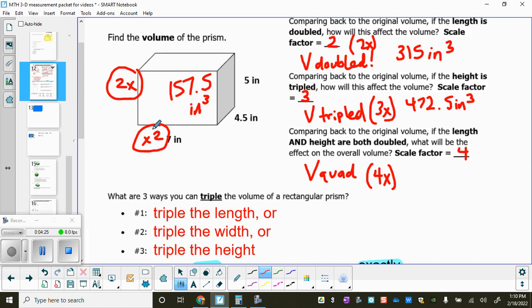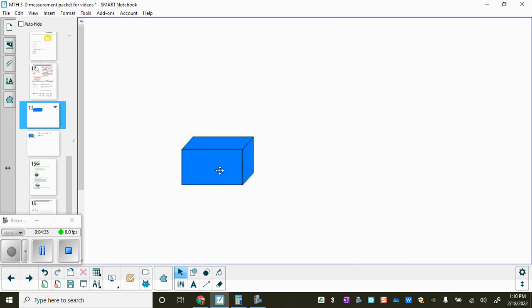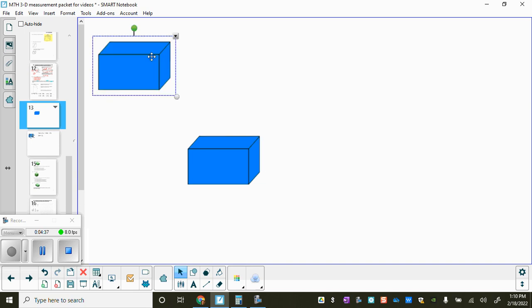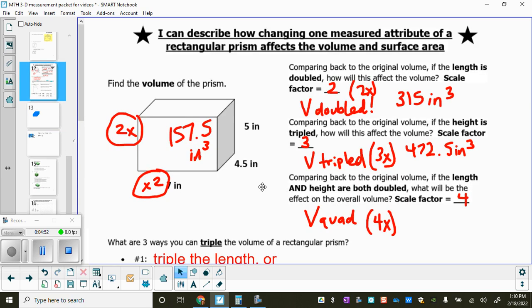Well, you could triple the length, just the length, or you could triple the width, which we didn't see that one, so I'll show you guys what that looks like over here for tripling the width. If this was my original box, if I triple the width, it's going to be like this. And now it's 3 times as wide, okay? It started out with just 1, and now it's 3 times as wide. So that would still triple the overall volume because there's still 3 boxes there, okay?